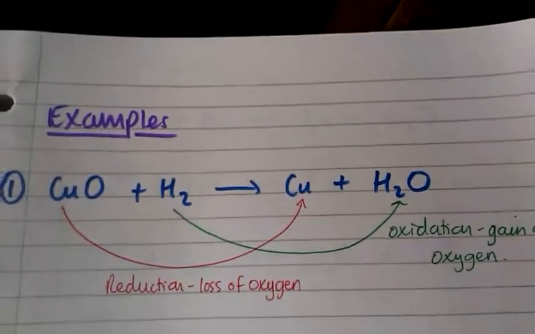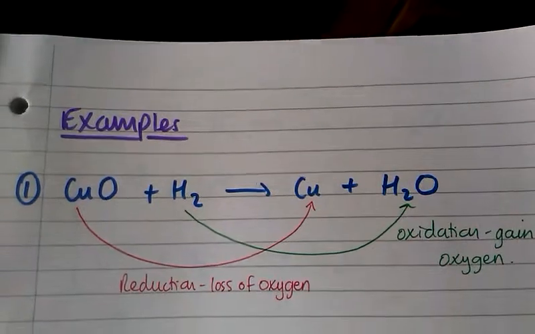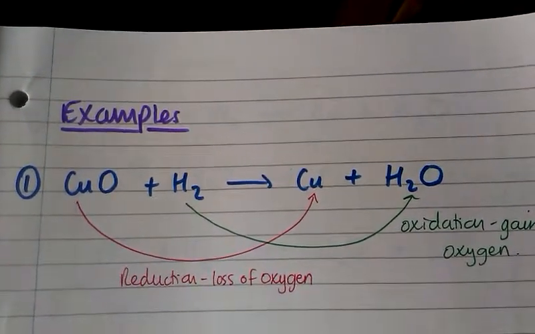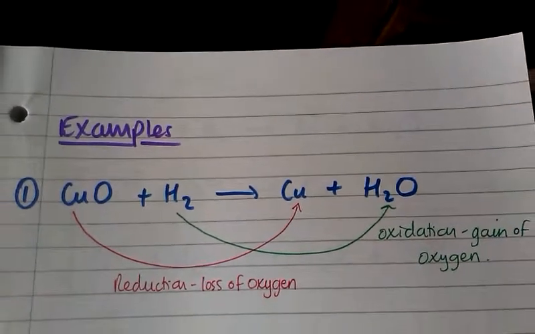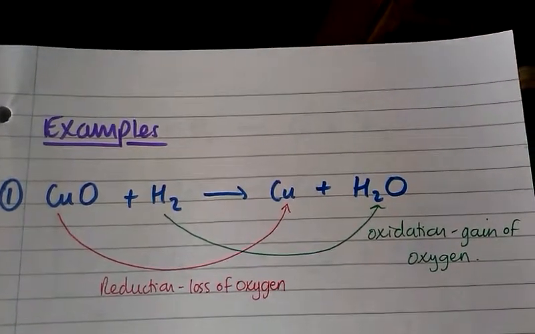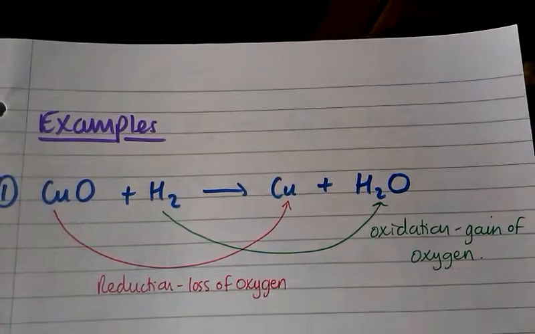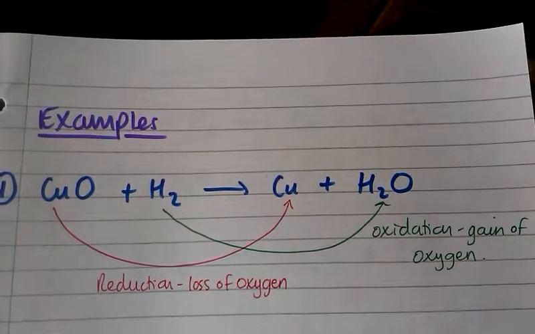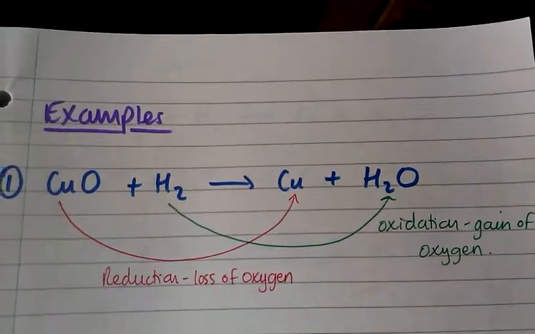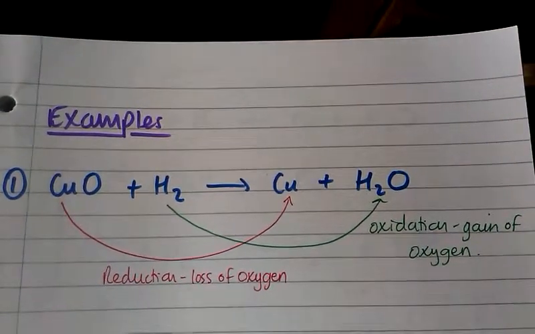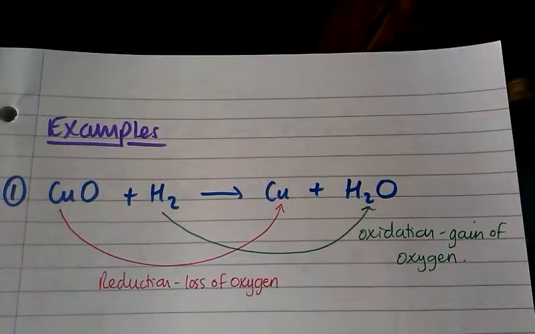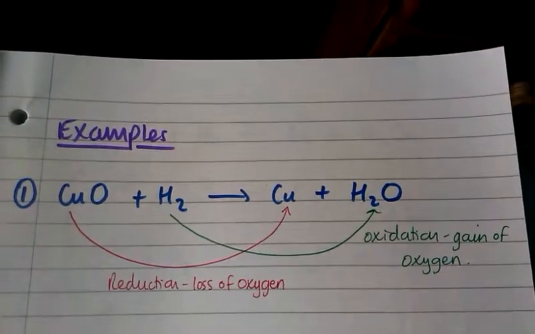Okay, some examples of oxidation and reduction. Copper oxide reacting with hydrogen to give copper and water. In this reaction, the copper in copper oxide has been reduced because it has lost oxygen, and the hydrogen has been oxidized to water because it has gained oxygen.